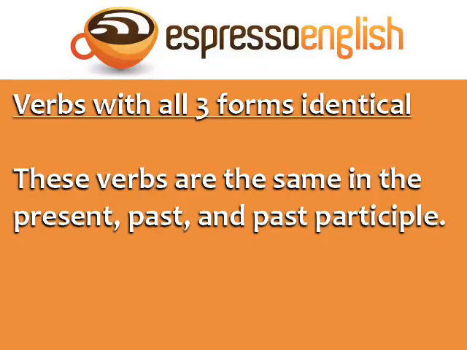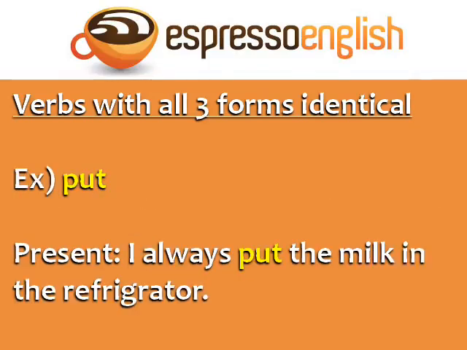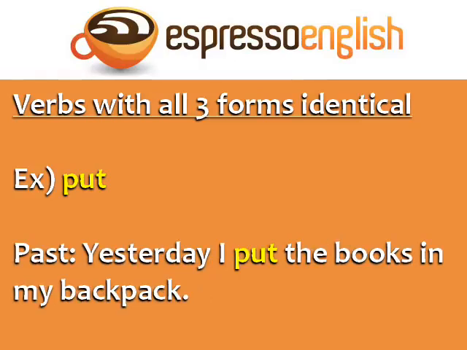The first group is irregular verbs with all three forms identical. These verbs are the same in the present, past, and past participle. One example is put. Present: I always put the milk in the refrigerator. Past: Yesterday I put the books in my backpack.